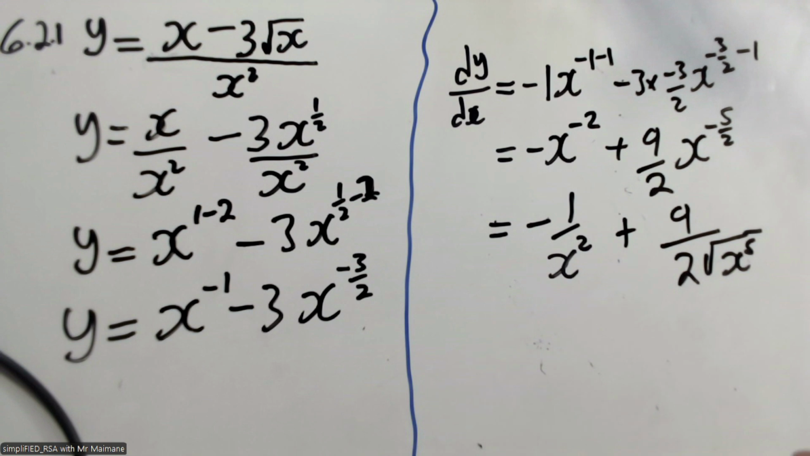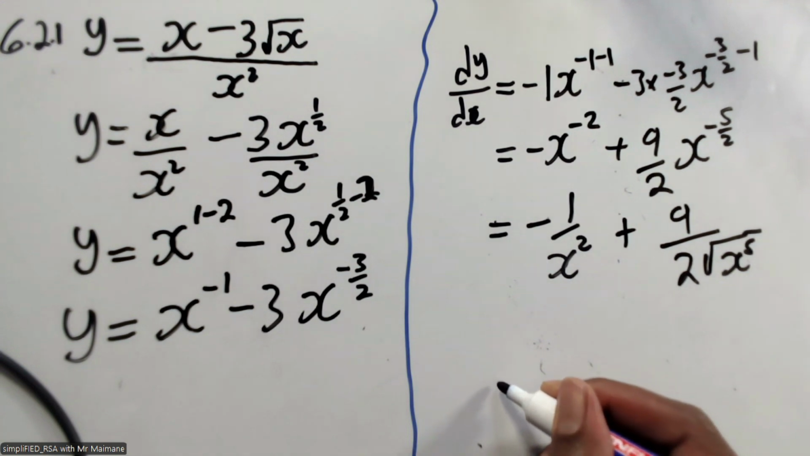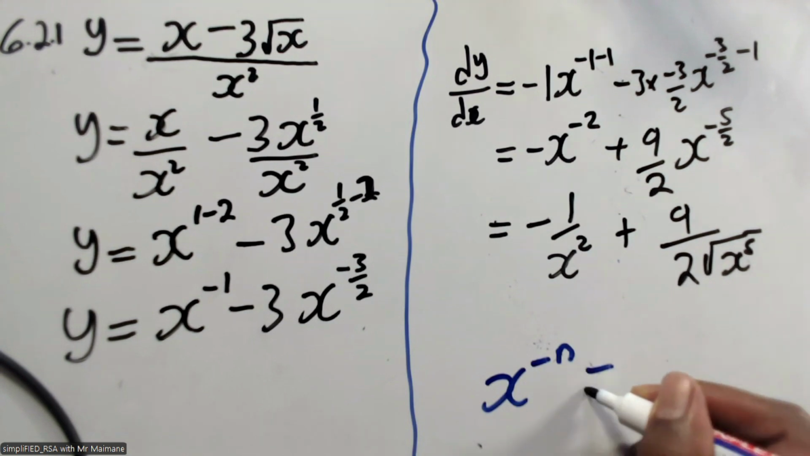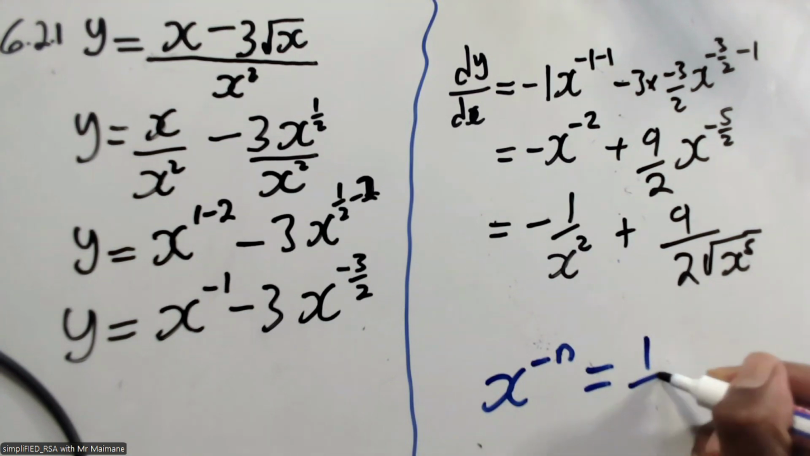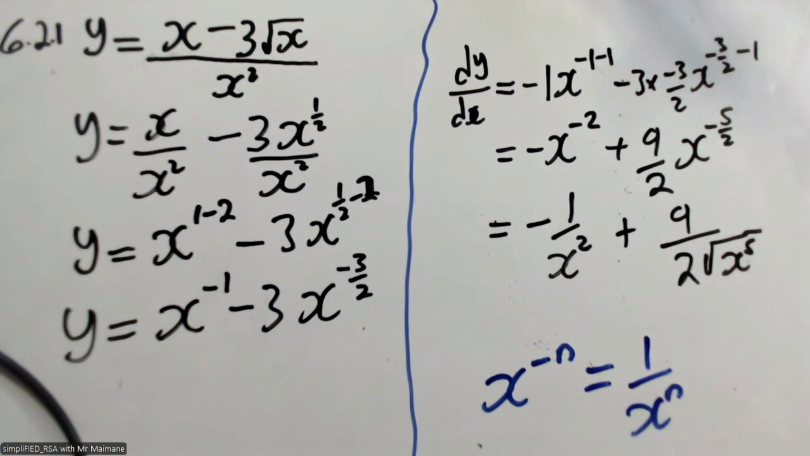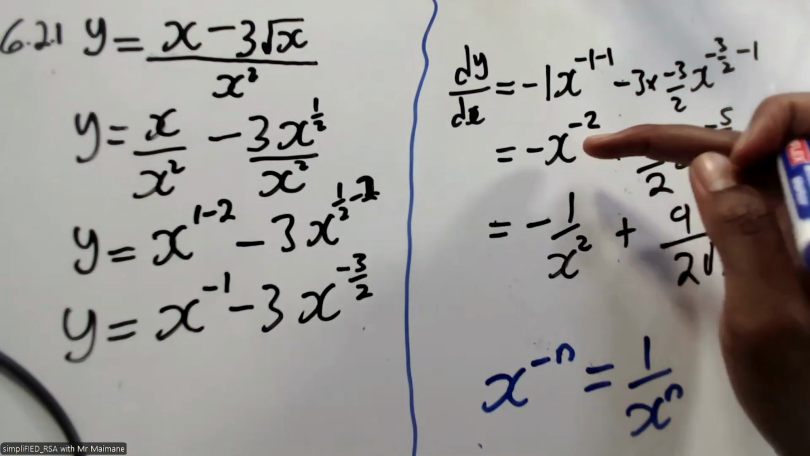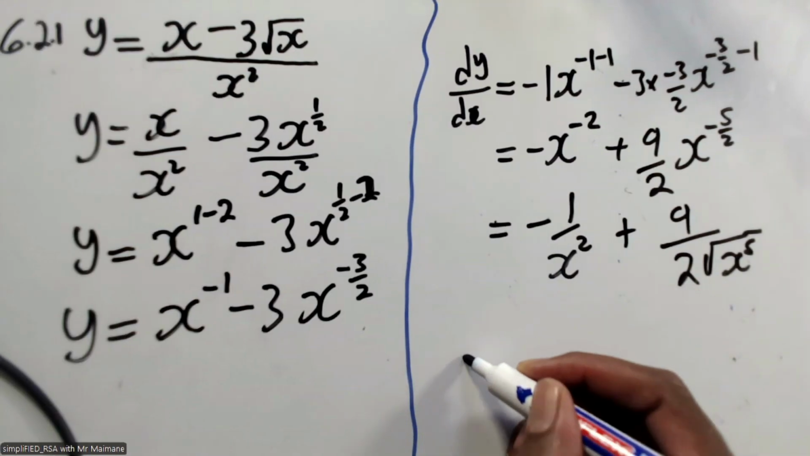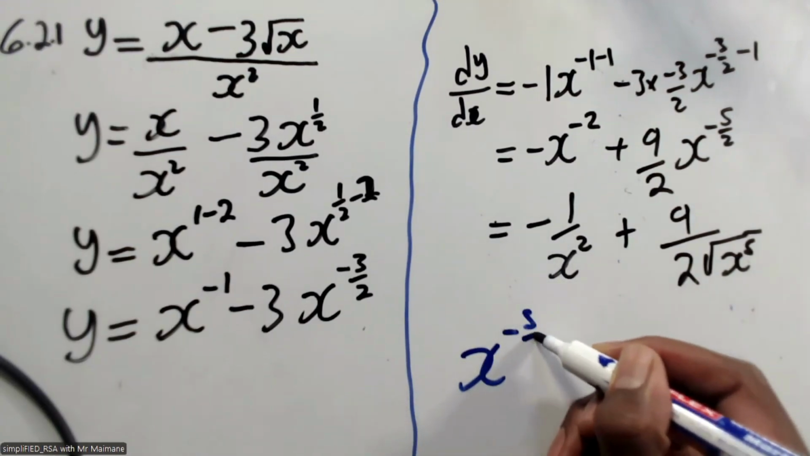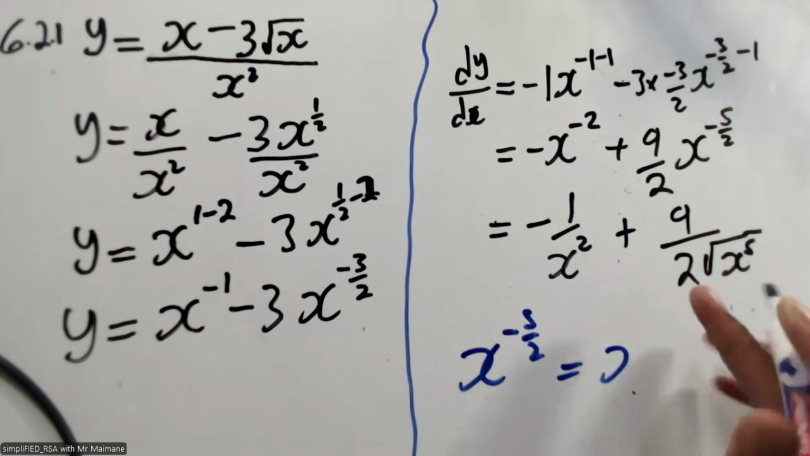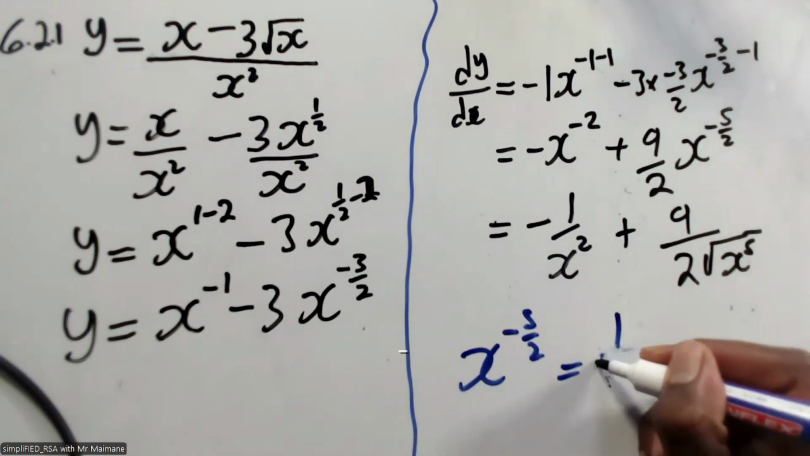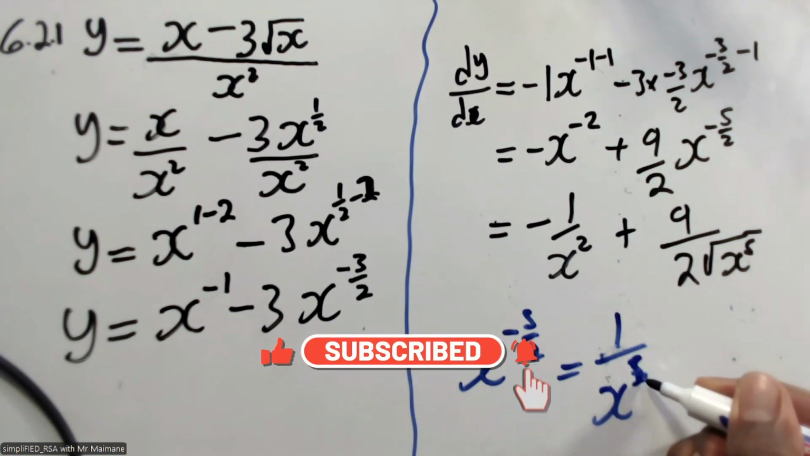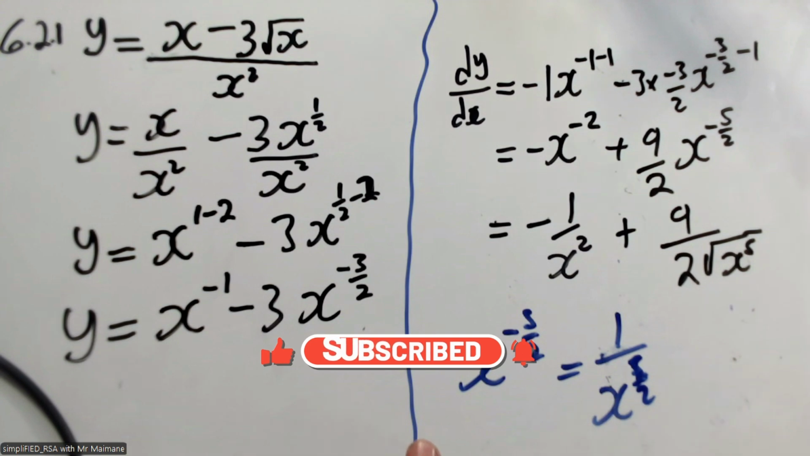First of all, we have a rule that mathematically states that if you have x to the exponent negative n, this is the same as 1 over x to the exponent positive n. That's the rule I've applied from here to here. For the second term, you can see that x to the minus 5 over 2 is the same as 1 over x to the positive 5 over 2, applying the same rule.